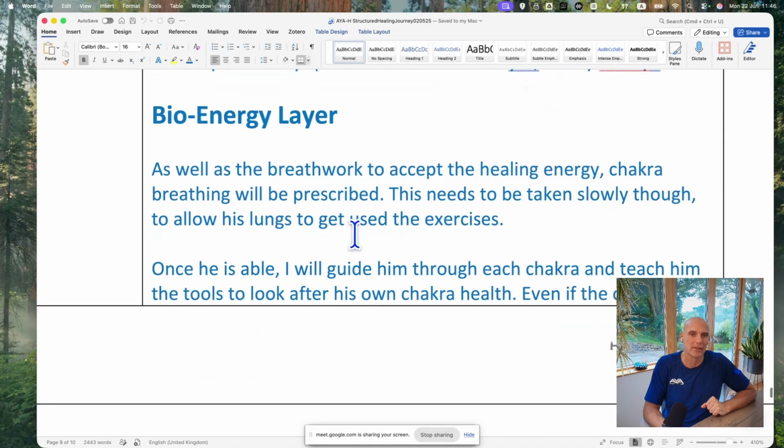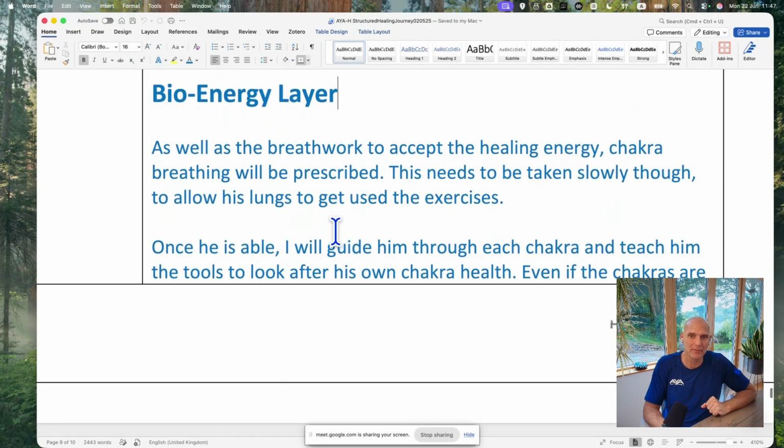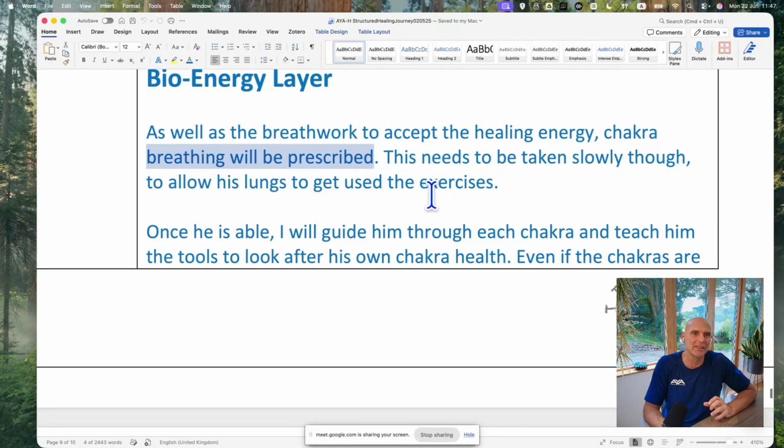Slowly approach here. All right, and the bioenergy layer. Well, he's already going to be doing breath work to accept the healing energy, which is good. And then after that, maybe chakra breathing. We'll give him some chakra breathing to start helping unblock his chakras himself. And he needs to learn this anyway to take care of himself. But once he's ready, because with his lungs, he does need to go very slowly with breath work, just to allow his lungs to get used to the exercises.